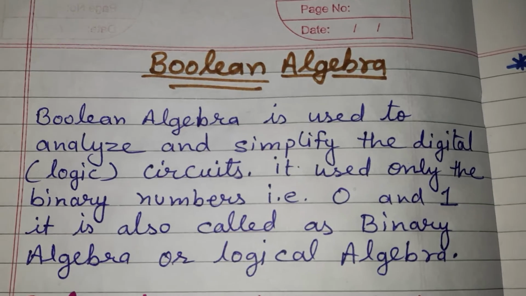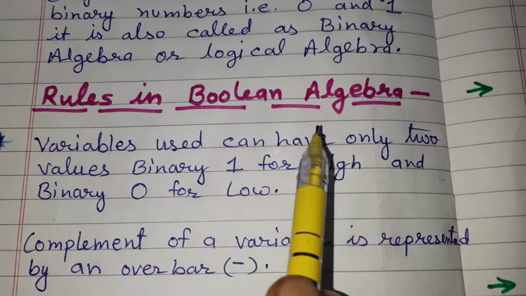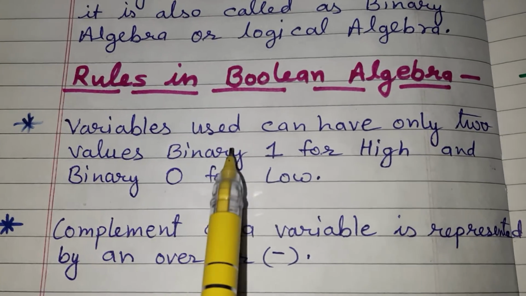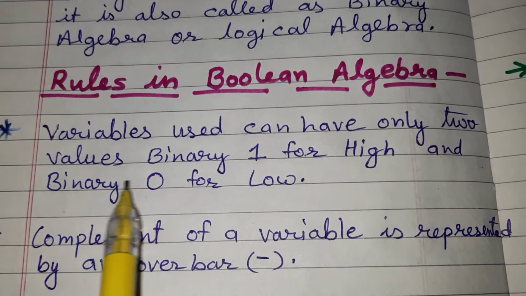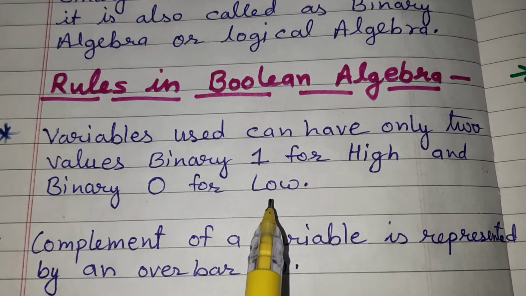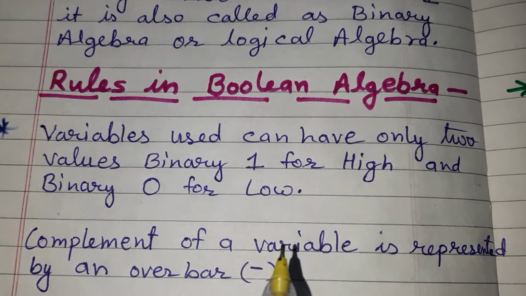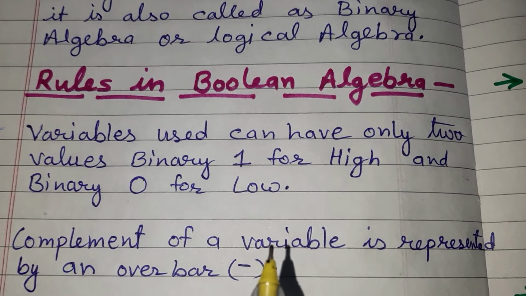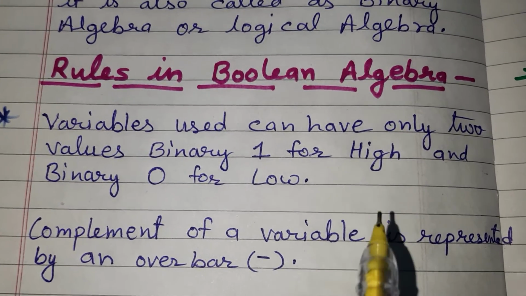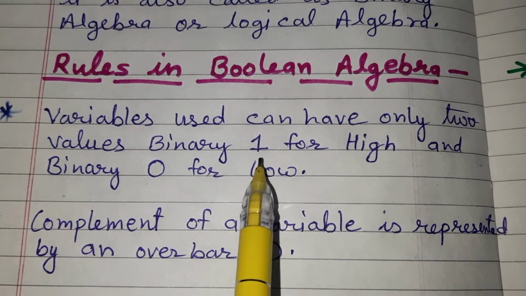In Boolean algebra there are some rules. Let's see the rules. The first rule is that a variable can have only two values: binary 1 for high and binary 0 for low. Students, this is digital logic, and every device has only two states, either on or off. So 0 means off and 1 means on.